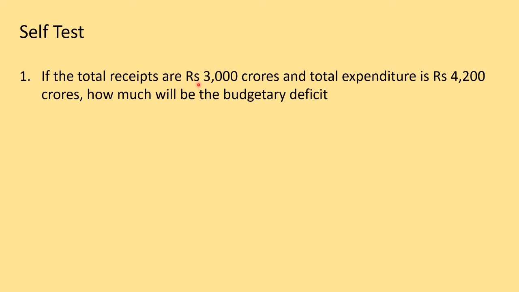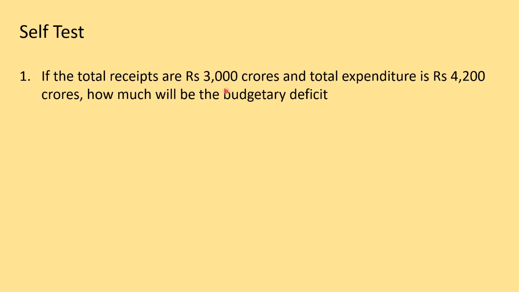Listen, if the total receipt and the total expenditure is given to us, it means that we have to calculate the fiscal deficit. When budgetary deficit is asked, it is implied that we have to calculate the fiscal deficit. Because to find out the deficit, three types are there: revenue, fiscal, and the primary. So when the budgetary deficit is being asked, it is almost a hint that the examiner is asking you to calculate the fiscal deficit.